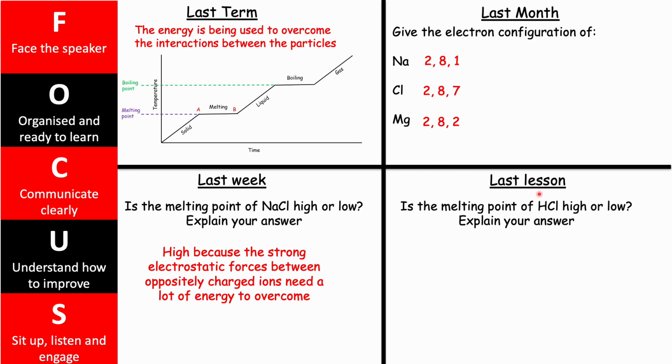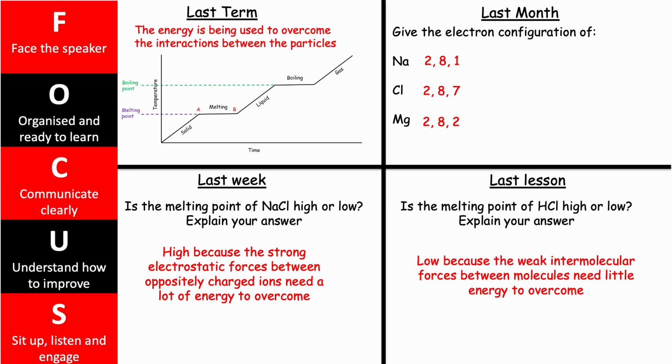So again, we need to think about what type of bonding is present in hydrogen chloride. We know hydrogen is a non-metal, chlorine is a non-metal, and that means the bonding must be covalent because it's between 2 non-metals. So you are asked to explain the melting point of covalent compounds. We haven't looked at giant covalent yet, so we'll assume it's simple molecular or simple covalent. So we know the melting point is low because there are weak intermolecular forces between molecules, so little energy is needed to overcome them.